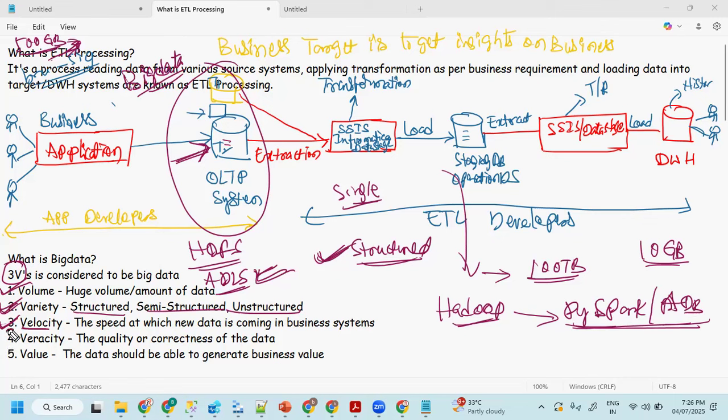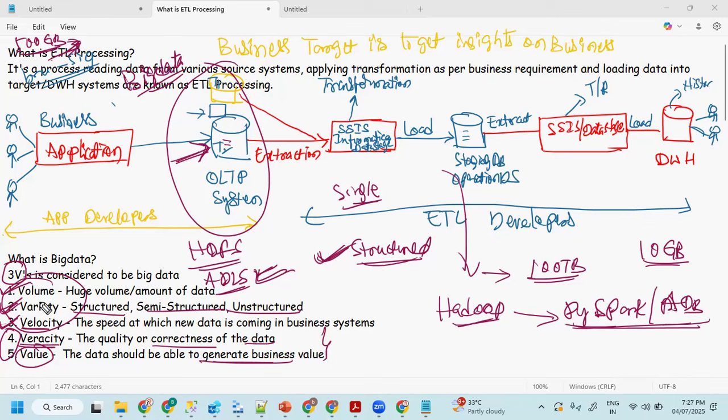And 2 more V's are there. Veracity is the quality or correctness of the data, how much quality you're providing to the business users to get insights on top of the business. And value, the data should be able to generate some business value. These 2 you can even ignore, but these 3 are required for us: volume, variety, and velocity.